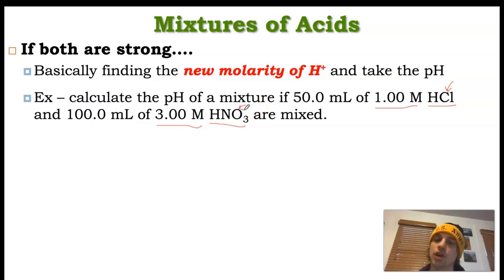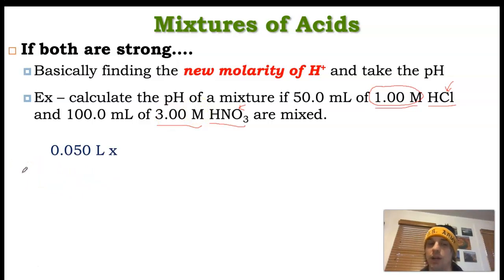Okay. So how do I determine the pH of a mixture of two strong acids? Well, I need to first determine my hydrogen ion concentration. What is my hydrogen ion concentration of both of these strong acids? Well, I'm going to focus on one at a time. Because remember, my hydrogen ion concentration of this is no longer 1 molarity. It's changing. Why? Because I'm mixing it with 100 milliliters of a stronger acid. So I need to determine that new molarity.